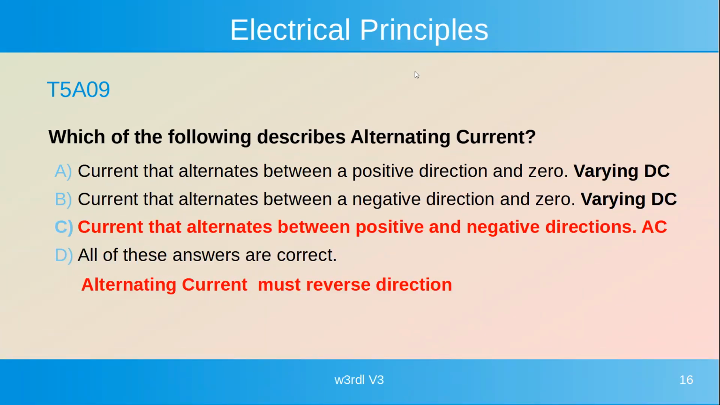Current alternates between positive and negative. Okay, if it's positive to 0 or negative to 0, it's called varying DC. And we'll see that when we talk about rectifiers.